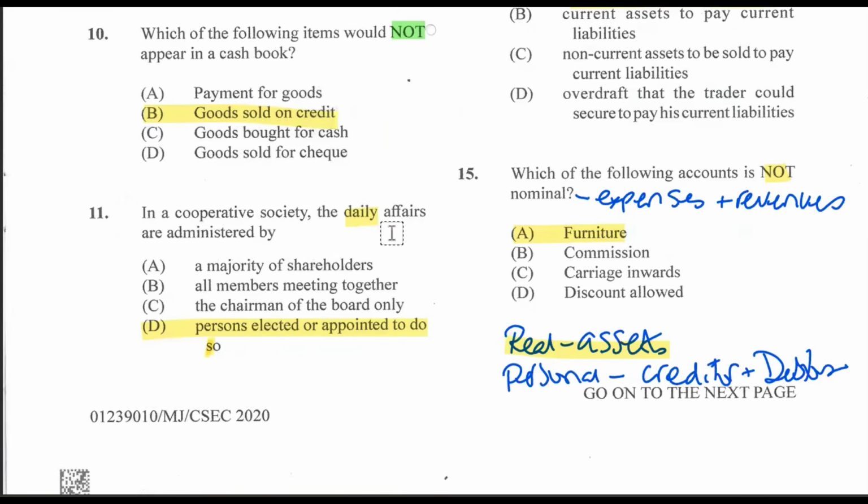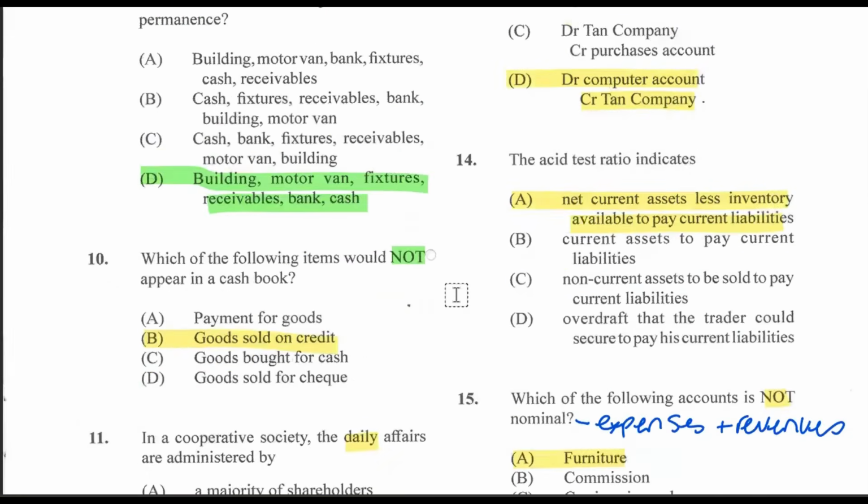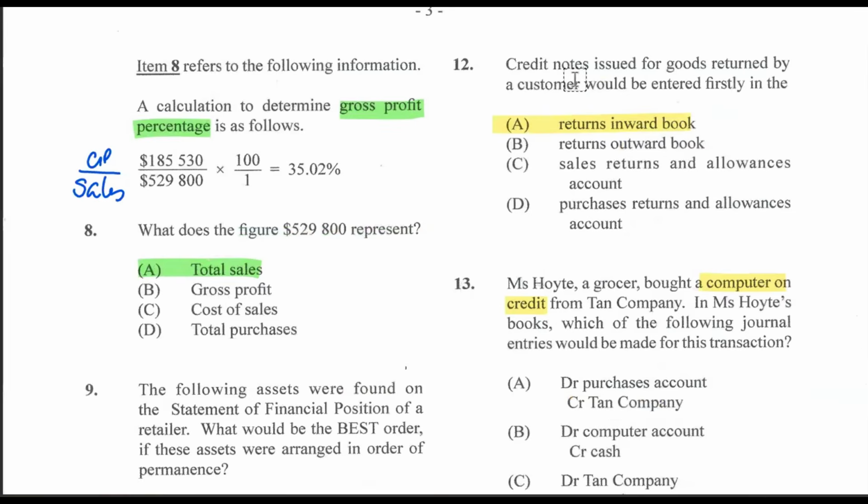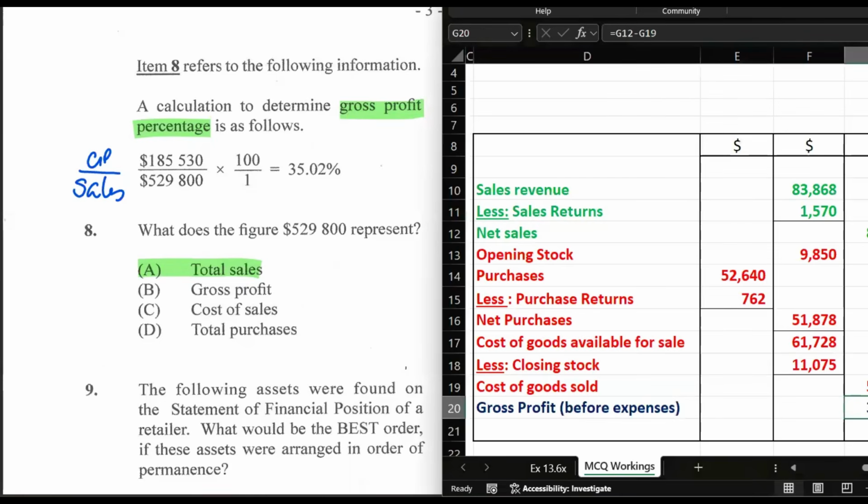In a cooperative society, daily affairs are administered by whom? Well, in a cooperative, the persons who run the daily operations will be those persons who are elected or appointed to do so. Great job, guys. Time for us to move on to question 12. Credit notes issued for goods returned by a customer will be entered firstly in the A, returns inwards book. Definitely, guys. Totally correct.